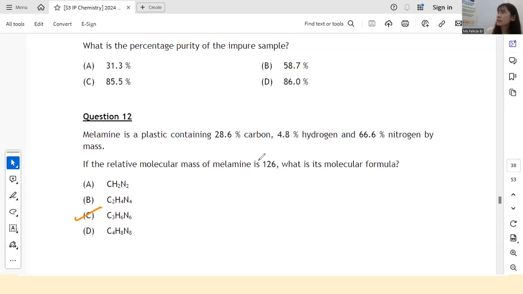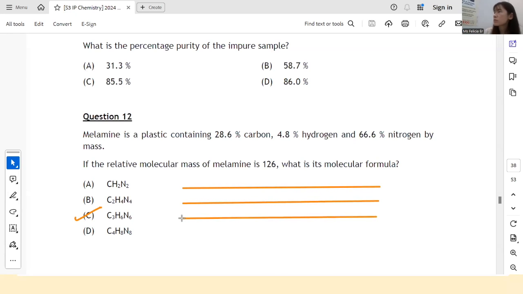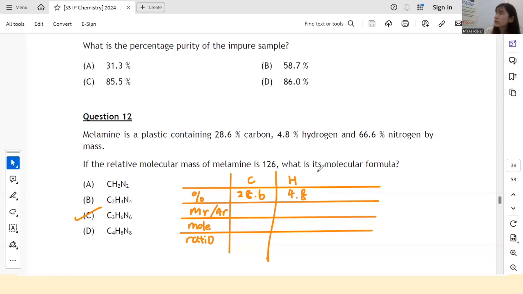For this question, you just need to draw out the table. Let me draw out the table to demonstrate to you. First, as per usual, you just follow the table, which is either mass or percentage. In this case, it's percentage, then MR, then mole, then ratio. Or AR also can. For percentage, carbon is 28.6, hydrogen is 4.8, then nitrogen is 66.6. So that's percentage. For MR, just check the periodic table.